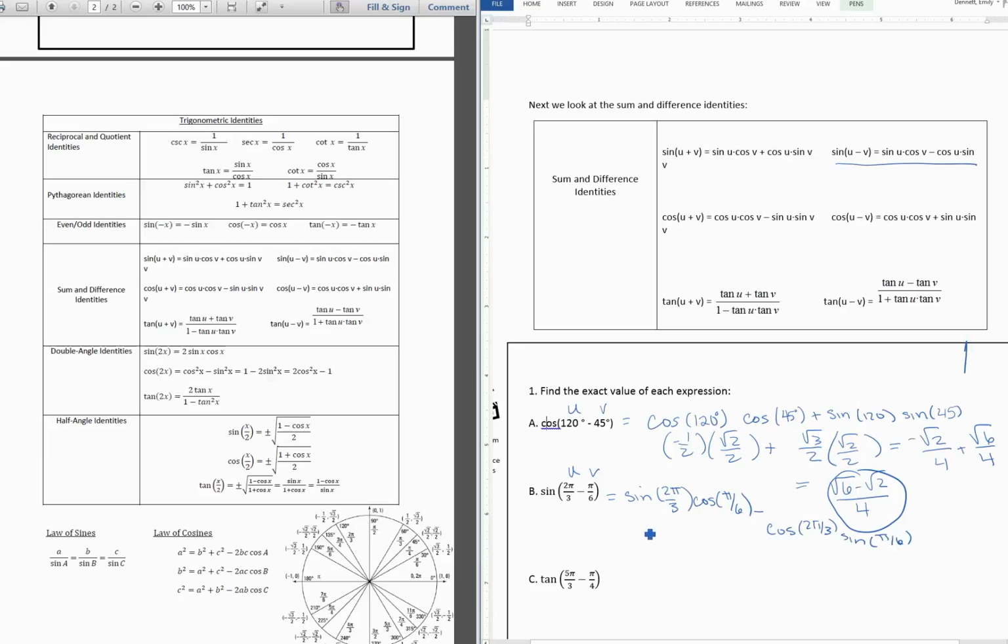So sine of 2 pi over 3 is square root of 3 over 2. Cosine of pi over 6 is square root of 3 over 2. Minus cosine of 2 pi over 3 is negative 1/2. And sine of pi over 6 is 1/2. So this would give us 3 over 4 plus 1/4. So we'd get 4 over 4, which is 1.